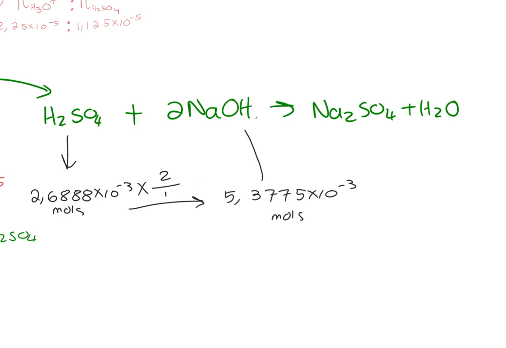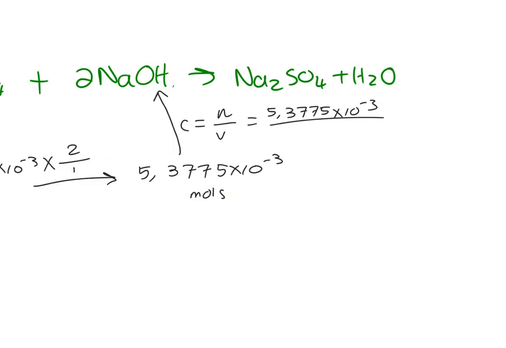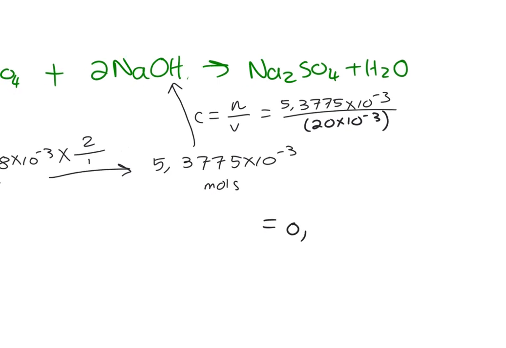And then we're going to try to get to the concentration of that by using C equals n over V, which is 5.3775 times 10 to the minus 3. What is the volume of the hydroxide? Over 20 times 10 to the minus 3. And that gives us the answer of 0.2689 moles per dm3.